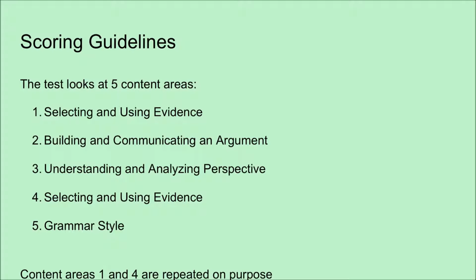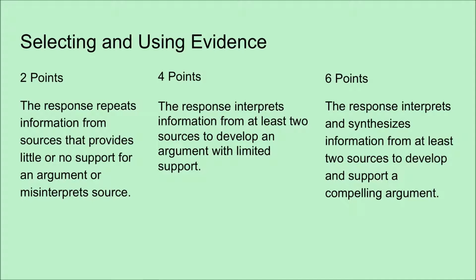The first area is selecting and using evidence. It mainly focuses on how students use the information from their sources. Basic repetition from the sources that give little to no support to the argument will only allow students to earn 2 points, while a response that shows good interpretation and connection between 2 sources will earn 6 points.